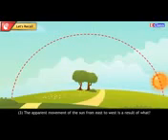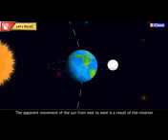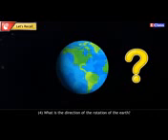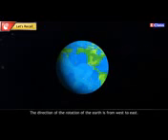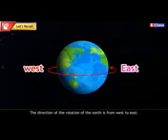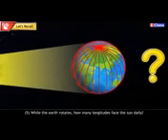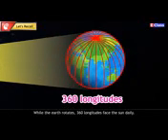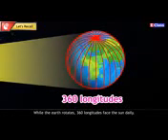The apparent movement of the sun from east to west is a result of what? Answer: The apparent movement of the sun from east to west is a result of the rotation of the earth from west to east. What is the direction of the rotation of the earth? Answer: The direction of the rotation of the earth is from west to east. While the earth rotates, how many longitudes face the sun daily? Answer: While the earth rotates, 360 longitudes face the sun daily.